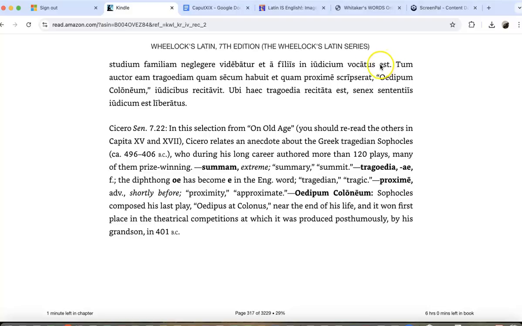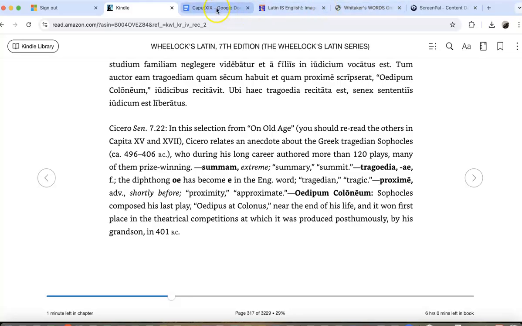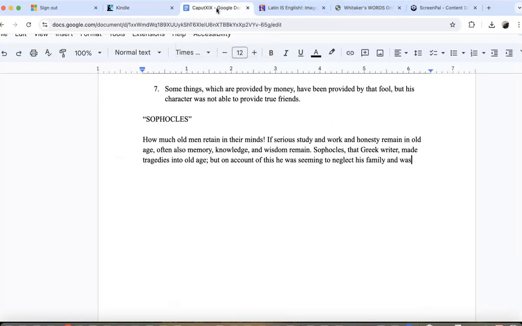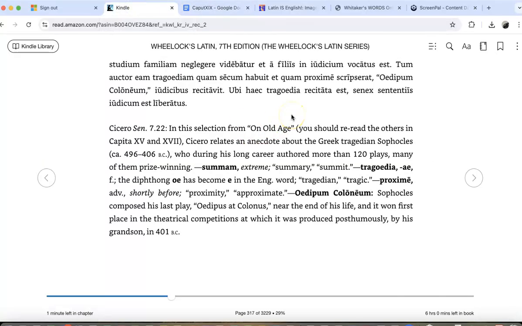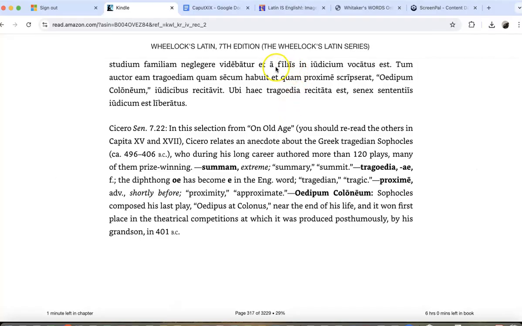Very important. Vocatus est. We've got to be able to recognize those two as a unit, because if we say "is called," that would be wrong and you would lose points on the test. So vocatus est, was called by his sons into the court. So his sons have apparently levied a complaint against their father in court.